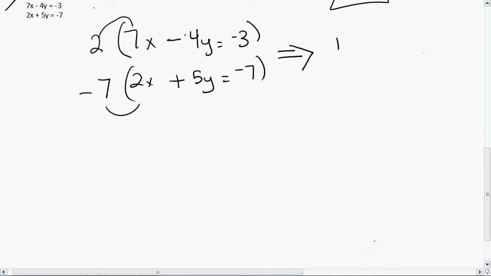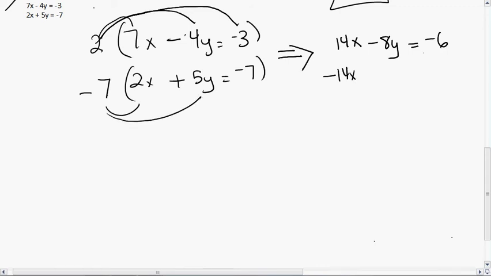2 times 7 is 14x. I'm multiplying 2 all the way through the top equation's terms. 2 times negative 4y is negative 8y, and 2 times negative 3 all the way past that equal sign is negative 6. Now the bottom, 7 times negative 2 is negative 14x. Negative 7 times 5y is negative 35y. And negative 7 times negative 7 is a positive 49.